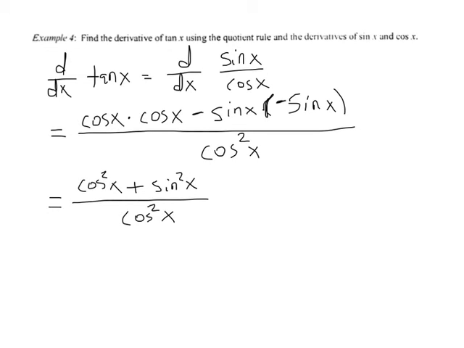But I'm going to go back to a Pythagorean identity from last year. Cosine squared plus sine squared is always going to equal 1. So really I have 1 over cosine squared. Remember that 1 over cosine is the same thing as secant. So 1 over cosine squared is really going to be secant squared. And if you look at the chart from the opening page of your notes, you'll see that that is what the derivative of tangent is.